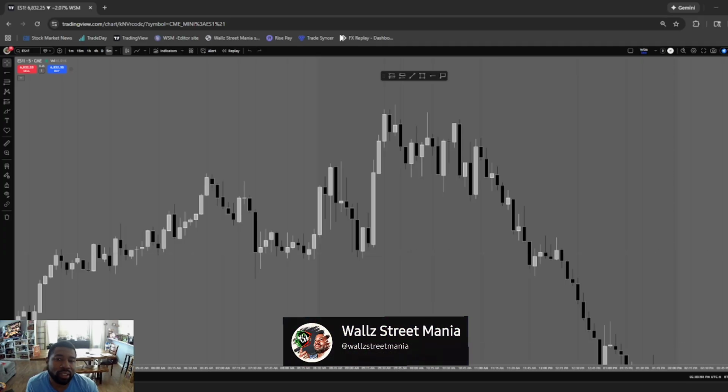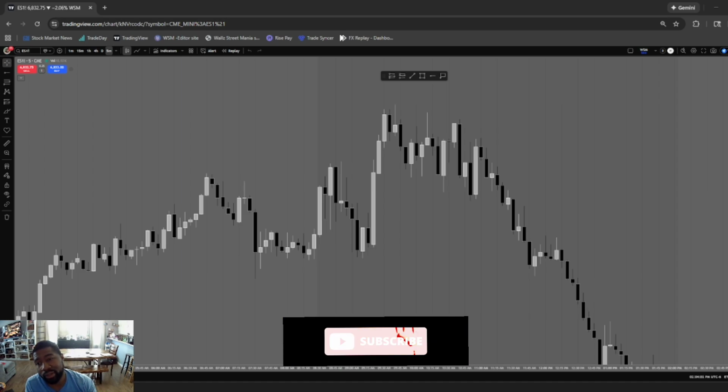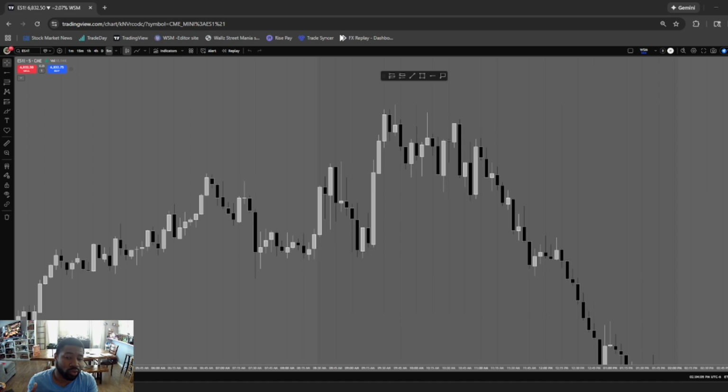As the title says, this is how to spot swing highs and swing lows. And to go even further, I'm going to break down the difference between an external and an internal swing high and swing low to make it super simple.